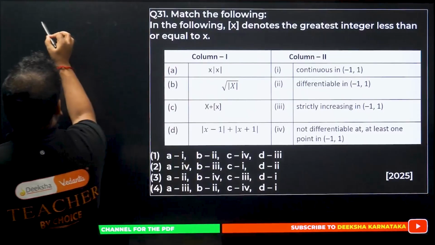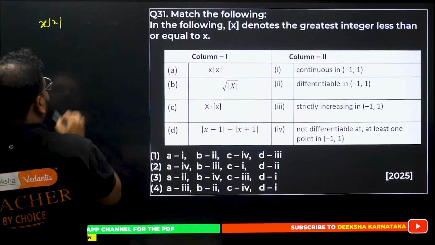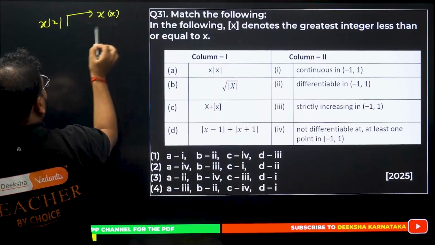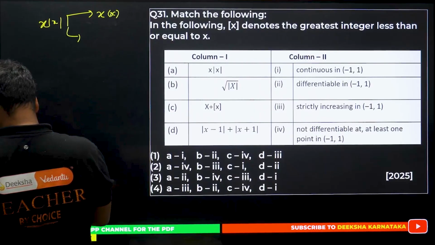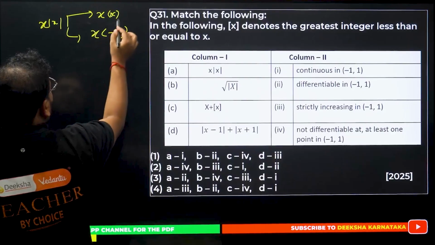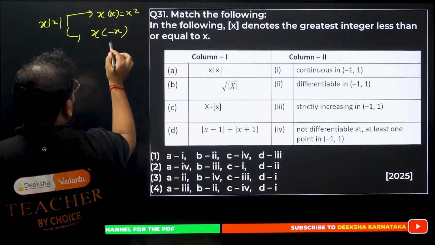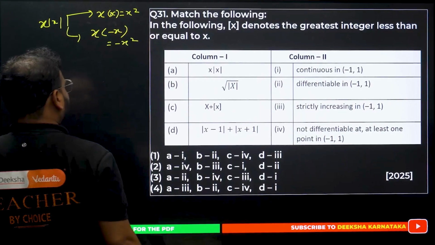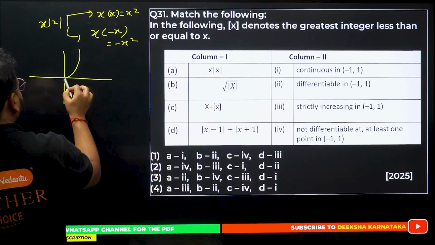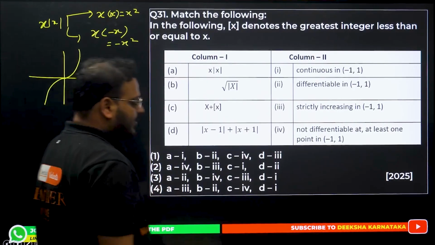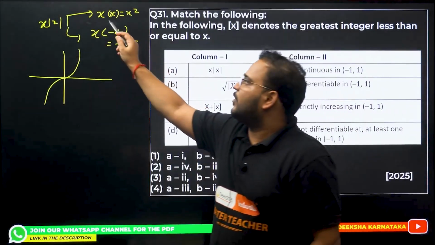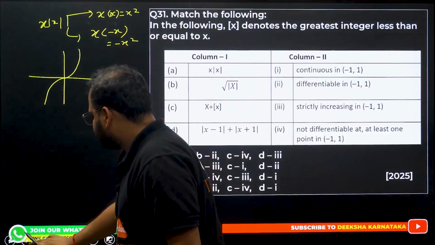This one, x mod x, what does it mean? It has two meanings, sir: x into plus x, or x into minus x, which means I have either x square or minus x square. Draw the graph. x square is this, minus x square is this. This means when x is more than 0, when x is positive, this is what? This is when x is positive.